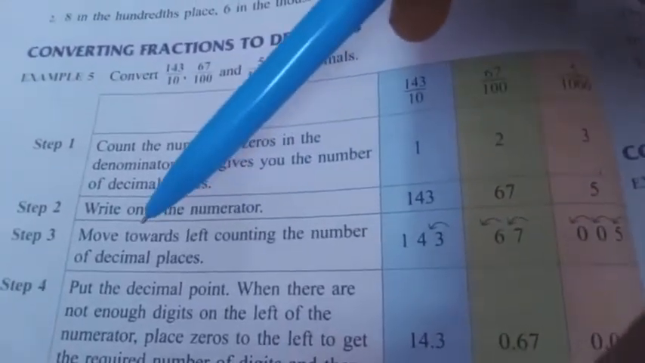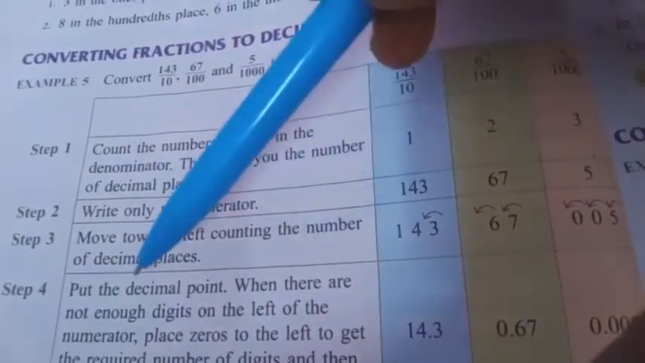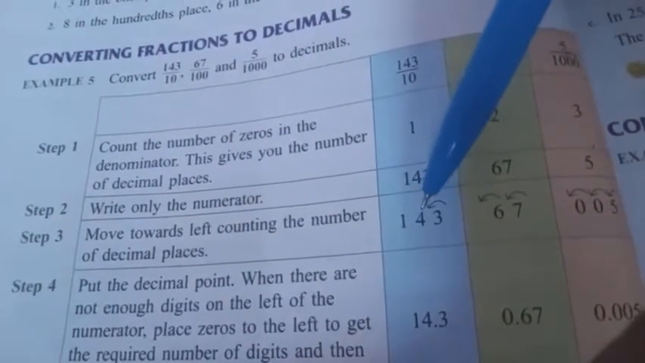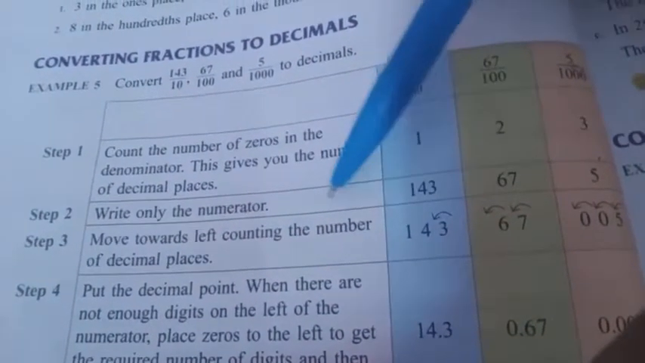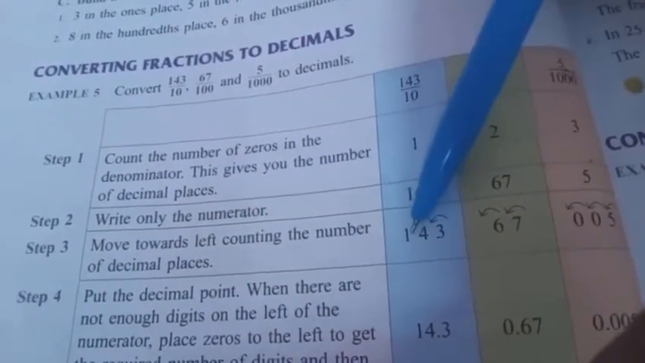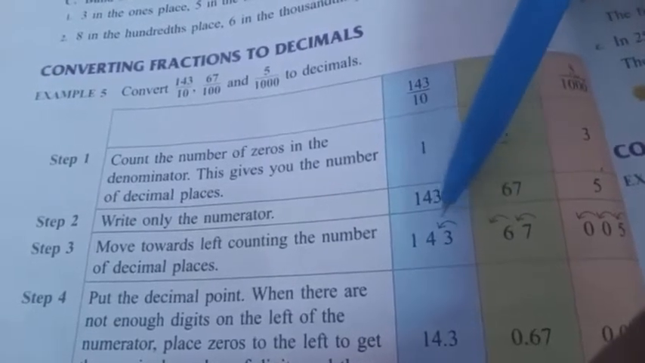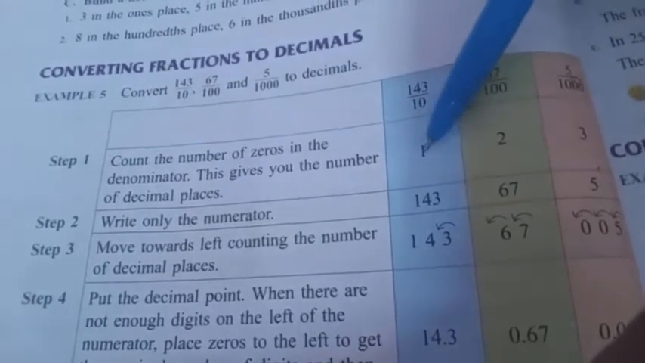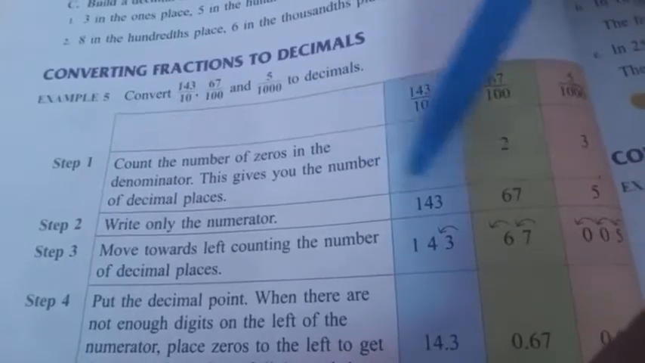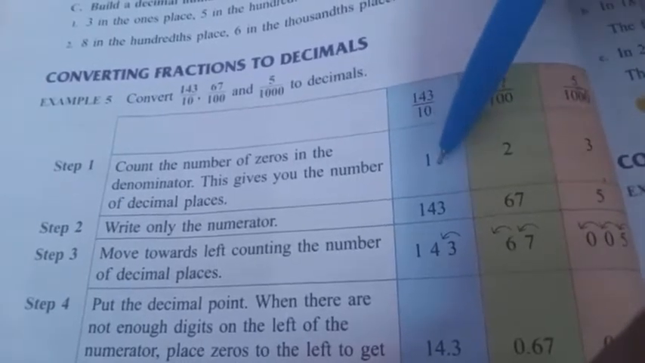In step number 3, move towards the left counting the number of decimal places. Which is the left for me? This side is going forward, that side is the left. Got it? So from the last number we have to count as many places as there are zeros, counting further to the left.